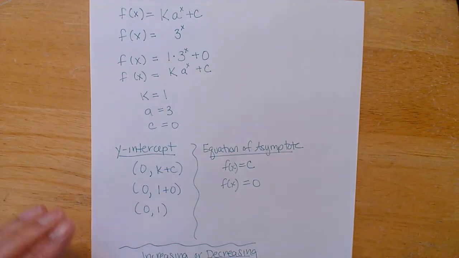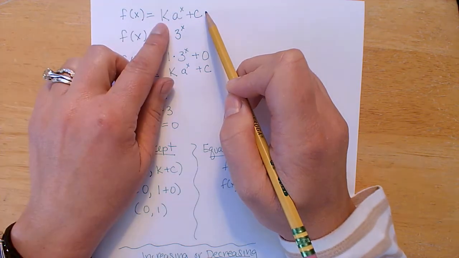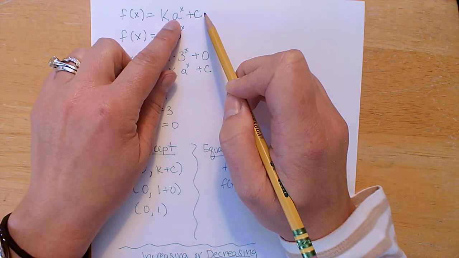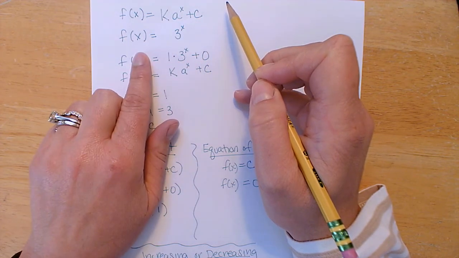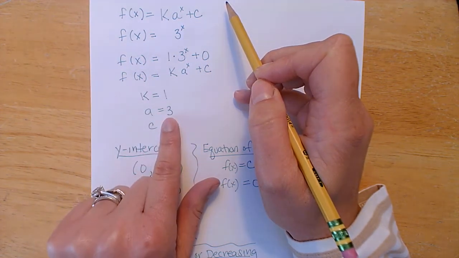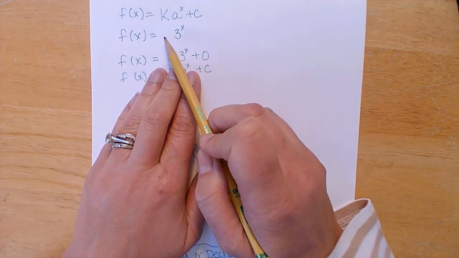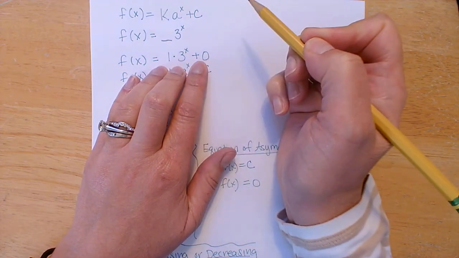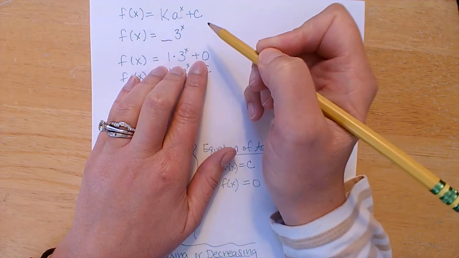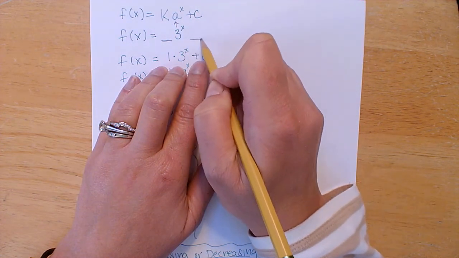Okay. So here is our equation that we're going to be working with. F of x equals k times a raised to the power of x plus c. What we have to do is find out what k, a, and c are. In order to do that, we have to fill in the missing information. So if we look, we don't have a k. There's nothing there. We do have an a, and that is 3. We don't have a c.